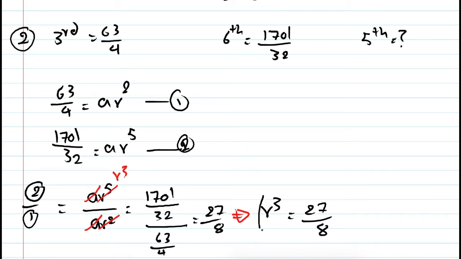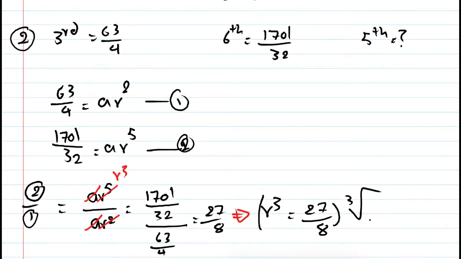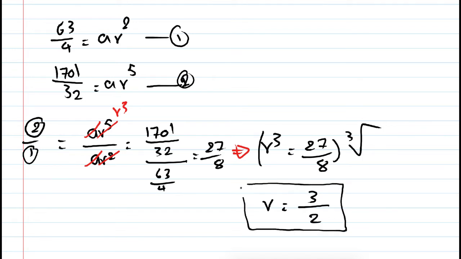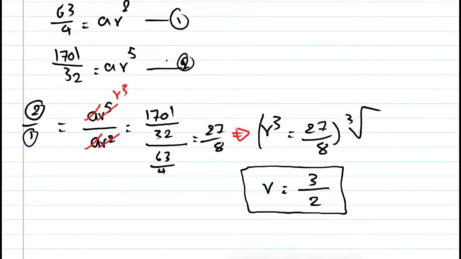I can take the third root of both sides, and I'm going to have r equaling the cube root of 27, which is 3, over the cube root of 8, which is 2. So I found the common ratio. This is one of the unknowns. I have to find the first term, meaning a. All I'm going to do is plug this r into the first equation and I'm going to get a.